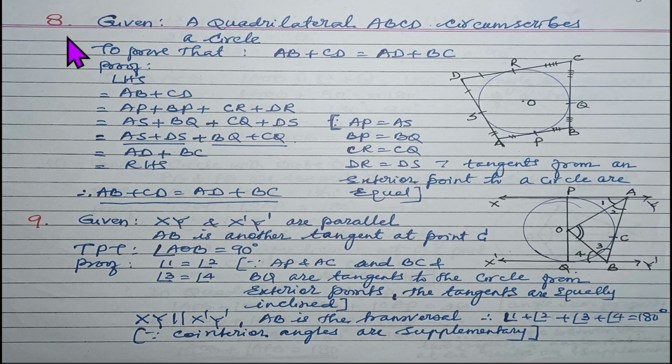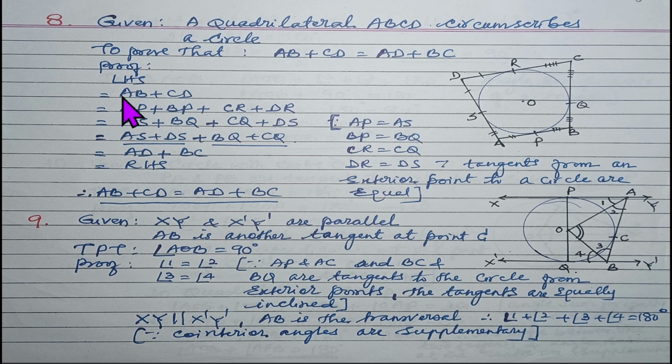Now example number 8. Here we are given a quadrilateral ABCD which circumscribes a circle with center O. We have to prove that AB plus CD, the opposite sides of this quadrilateral, is equal to AD plus BC. That means the sum of two opposite sides is equal to the sum of the other two opposite sides. Now let us prove it.